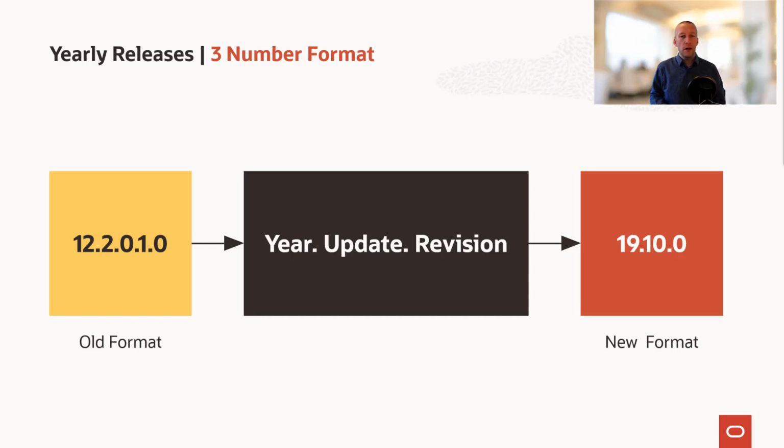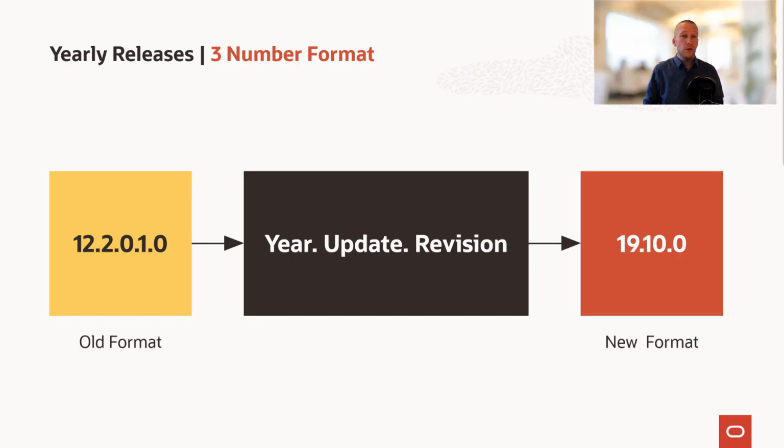So with the release of Oracle Database 18c, we changed to a new, smaller number format. Now it's only 3 digits: year.update.revision. So you can immediately identify on which specific release update or release update revision any given database is running on. This is so much easier, and you can also get information about which year that specific version was released.